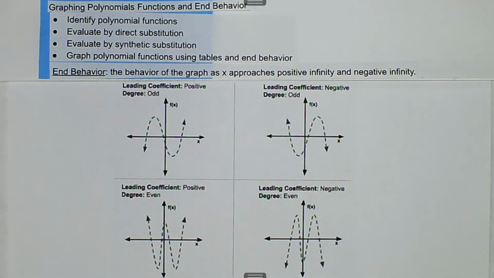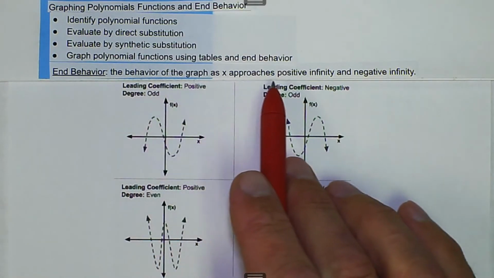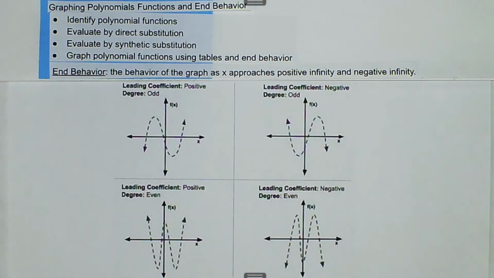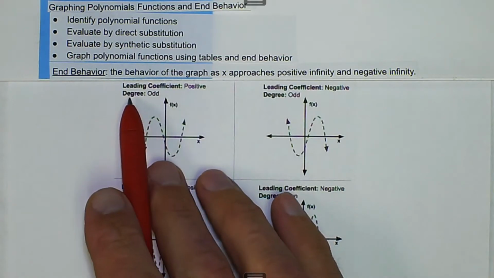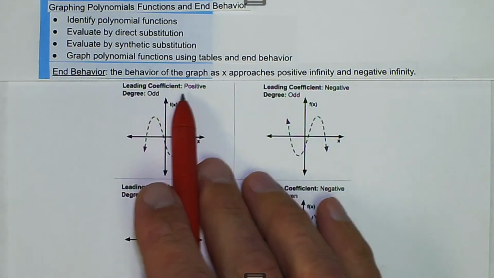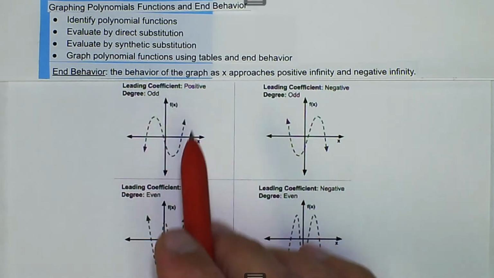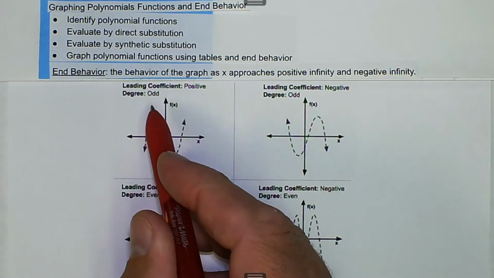We're talking about graphing polynomial functions and end behavior, and we want to graph polynomial functions using tables and end behavior. End behavior is the behavior of the graph as x approaches positive infinity and negative infinity. So here we have a couple examples. Here we have a leading coefficient that is positive and the degree is odd. And so we'll talk about that.